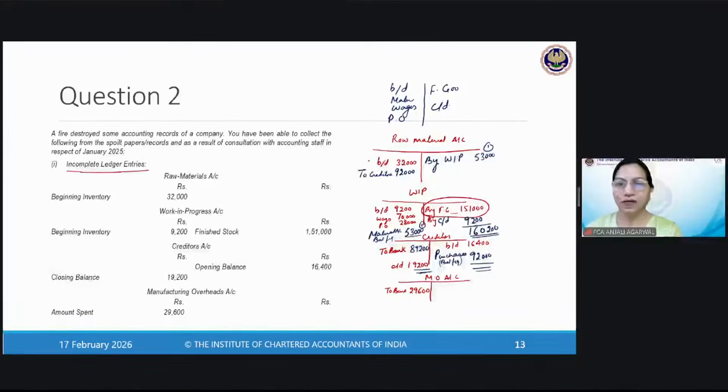Now, you know that you had an opening balance and you purchased some material out of which this much was issued. What will remain will be the closing or balance carried down. So you had 92,000 worth of goods purchased and 32,000 already lying with you. So total was 1,24,000, out of which 53,000 is issued. So you have a closing balance of raw material as 71,000. This also completes.